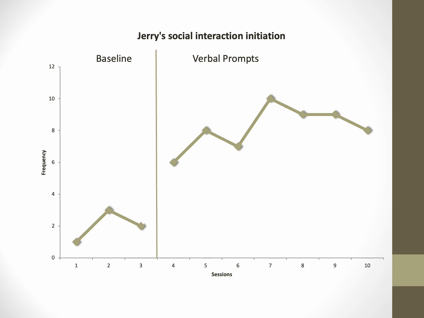And you must include a line to distinguish the two phases, baseline and intervention. And you also need to label each phase, baseline and intervention, with your actual intervention name. So for example, in this graph, I use verbal prompts as my intervention strategy. So the intervention phase was labeled as verbal prompts. So this is the example graph. Now I'll explain how to use Excel to graph an A-B design.